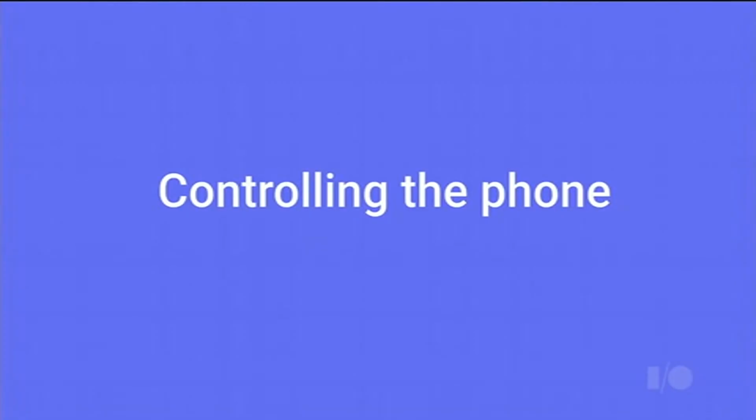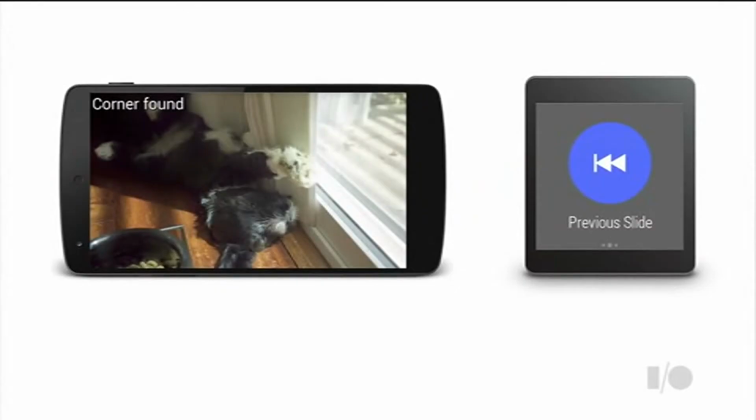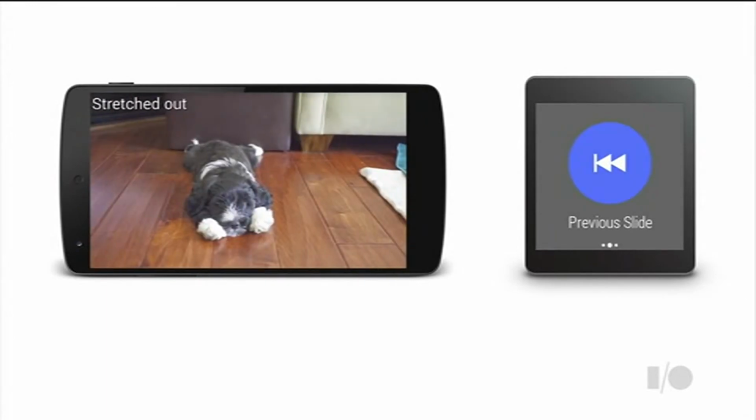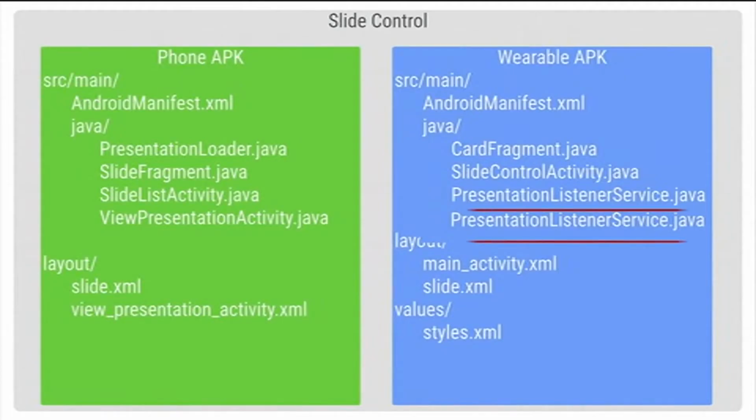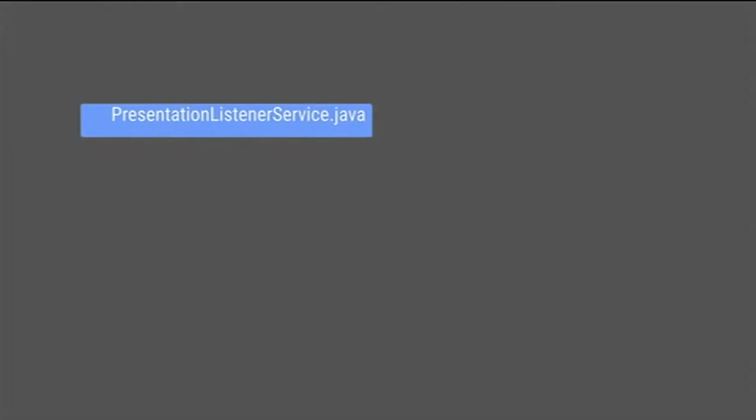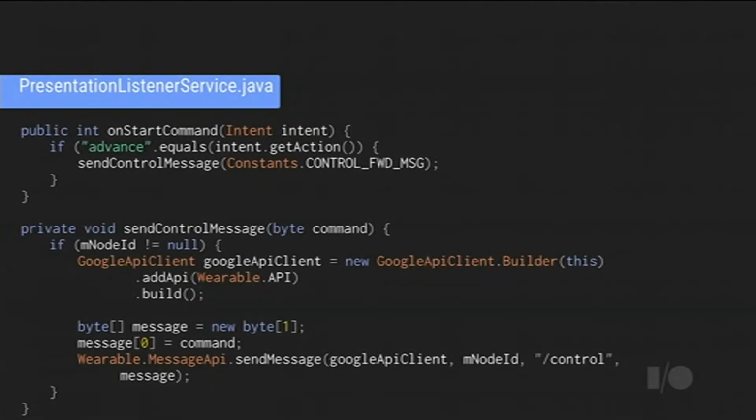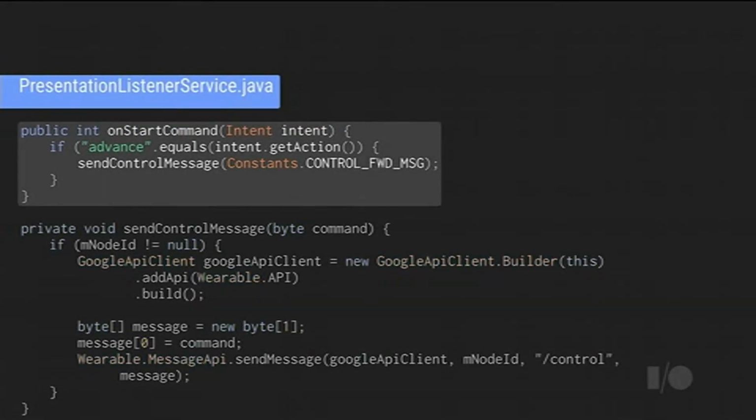So on the phone side, we're going to want to receive some messages. So first of all, we have to send the message. In this case, we're going to see that I'm going to tap on the previous slide button, and it's going to go back there. And that's still going to be in presentation listener service. Remember, when that pending intent fires, it's going to come back into our service. And check what is the action of the intent that came in.